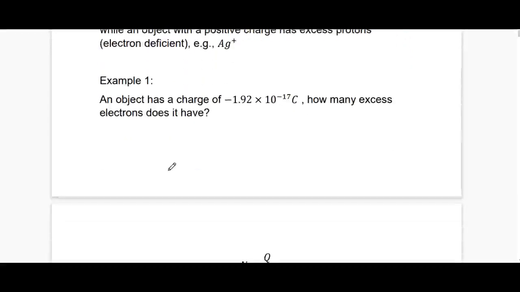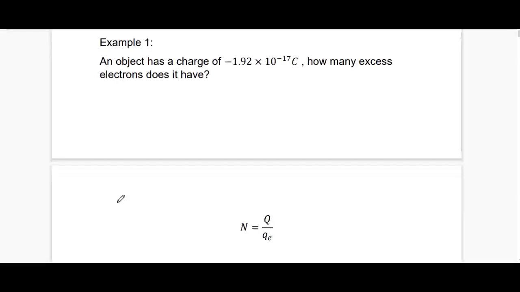Okay, it's just that when an atom loses electrons, it will have more protons than electrons, so we can say that those protons are in excess. Okay, yes, that's what it means. So now here we have example 1.